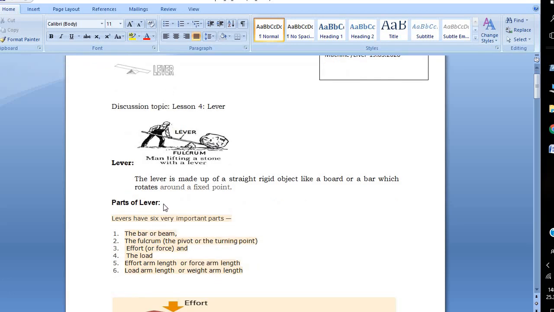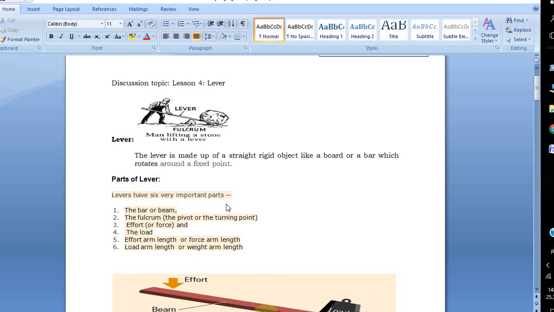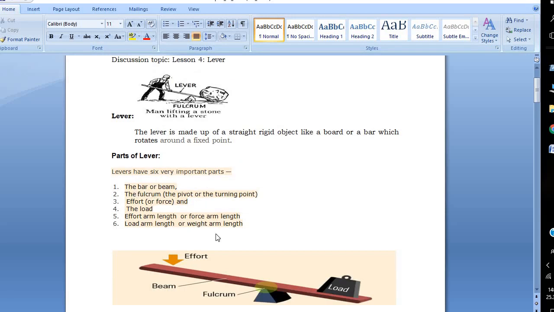Now the parts of a lever. We have to understand what each point is called. A lever has 6 very important parts. The first is the bar or beam. You see, this is the bar or beam. Number 2 is the fulcrum, or pivot, or turning point. This is called the fulcrum, and it is also called the pivot.